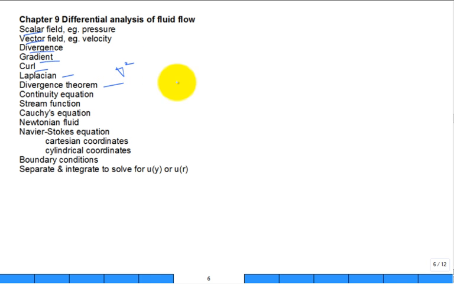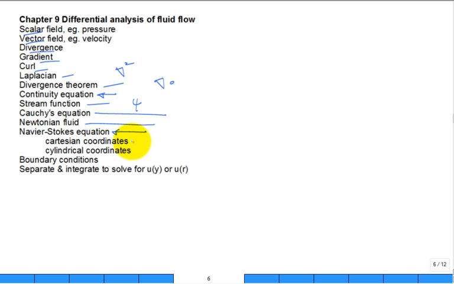The divergence theorem, del dot, with the divergence, and then the theorem, sometimes Gauss's divergence theorem. It helped convert an area integral into a volume integral. Continuity equation, conservation of mass. The stream function, such that it guarantees the solution of the continuity equation. Cauchy's equation, but then we introduce it for Newtonian fluids, so we get the Navier-Stokes equation.